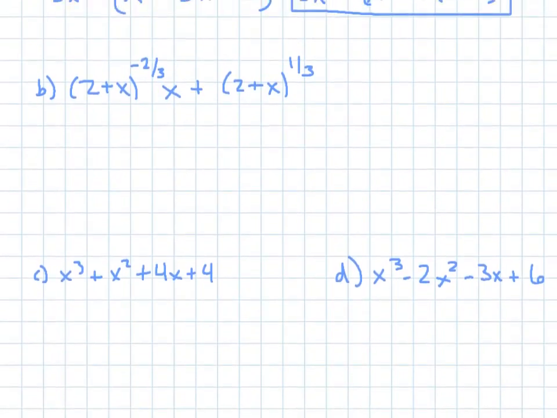Okay, next one, similar. We want to first look for our greatest common factor. Here they both have a 2 plus x in common. And so here the greatest common factor is going to be the smallest exponent again, so negative 2/3. So I'm going to take out a negative 2/3.